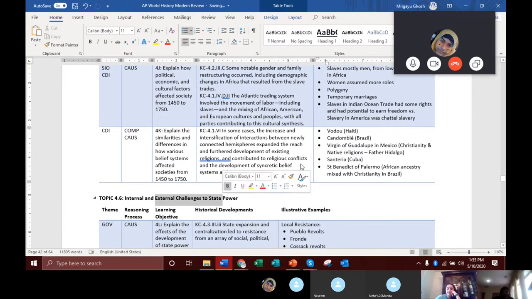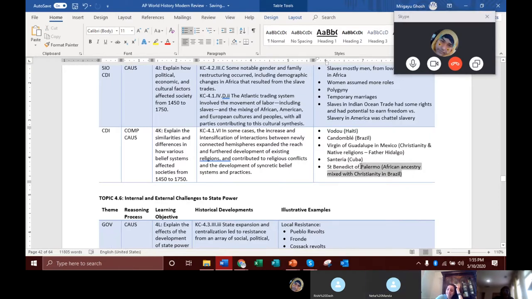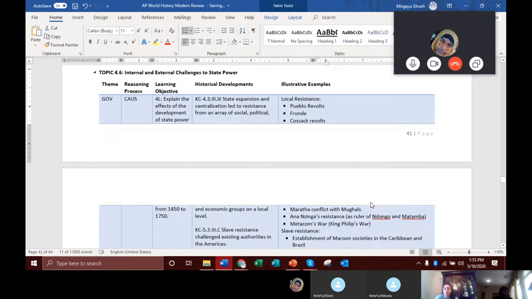Internal and external changes to state power. Did you guys hear what I said about Saint Benedict of Palermo? No. We didn't, that was the problem. That's why I'm like, I'm saying stuff and no one's doing anything. This was from the document Saint Benedict of Palermo, and this was African ancestry mixed with Christianity in Brazil. So that was the big idea there. Oh, okay. All right. So that's good.